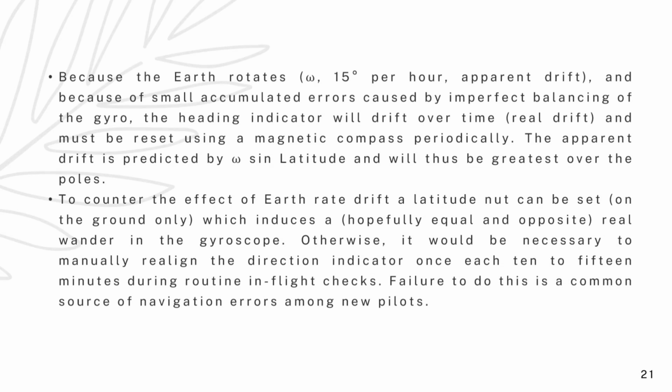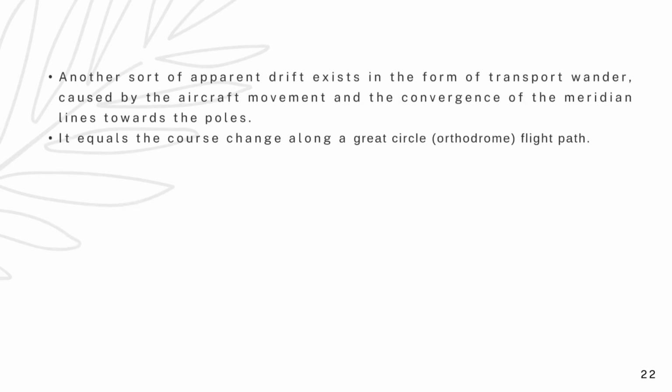Otherwise, it would be necessary to manually reset the direction indicator once each 10 to 15 minutes during routine in-flight checks. Failure to do this is a common source of navigation error among new pilots. Another sort of apparent drift exists in the form of transport wander, caused by the aircraft movement and the convergence of the meridian lines towards the poles. It equals the course change along a great circle orthodrome of the flight path.